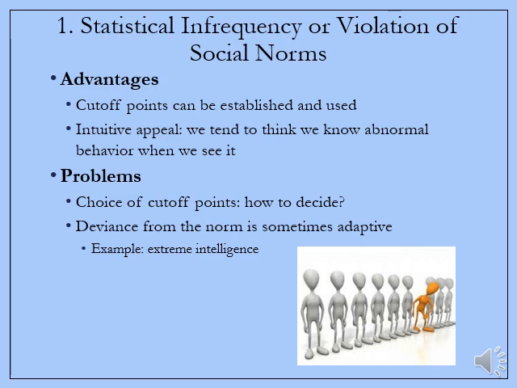Problems with this definition: it's difficult to choose what a cutoff point is. How do you decide where the cutoff point is? And I think most importantly, deviance from the norm is sometimes adaptive. For example, going back to IQ, extreme intelligence, which would fall in that rightmost tail, can often be an adaptive trait. Someone who is extremely intelligent is likely going to do well in life.